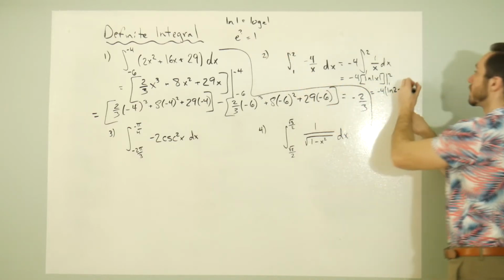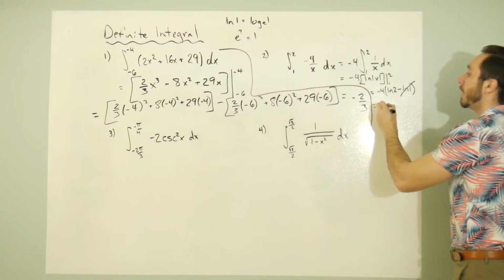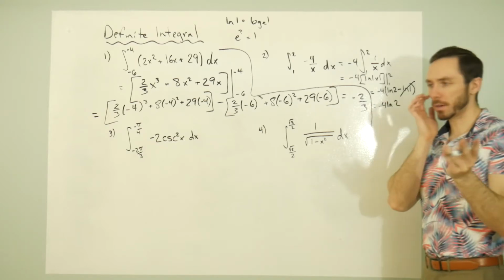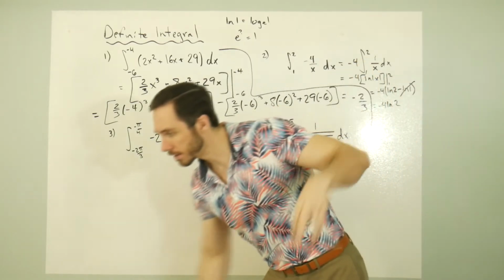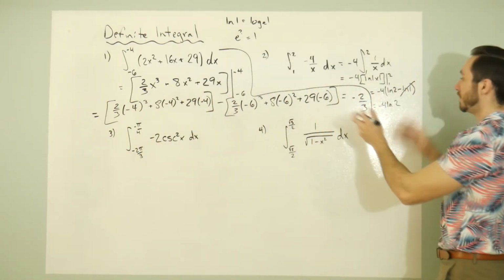So this actually just goes away. Natural log of 1 is 0. So now we just have -4 natural log 2, and some people are probably okay with writing it this way as your final answer. This is fine. You can also do some cool fancy tricks with it.